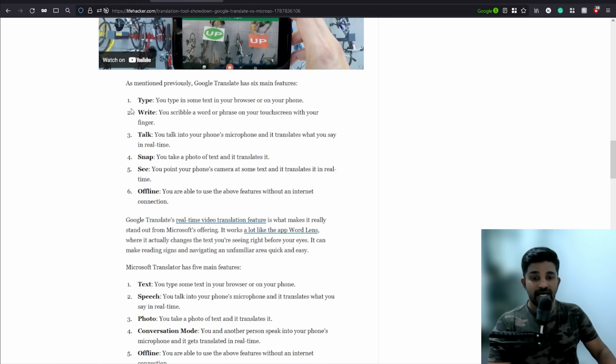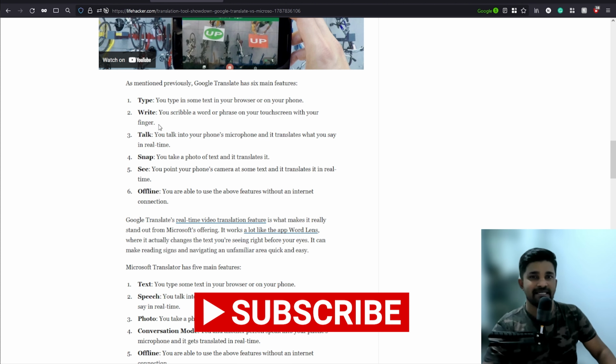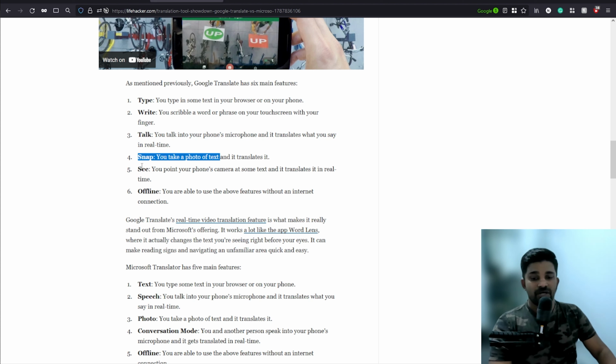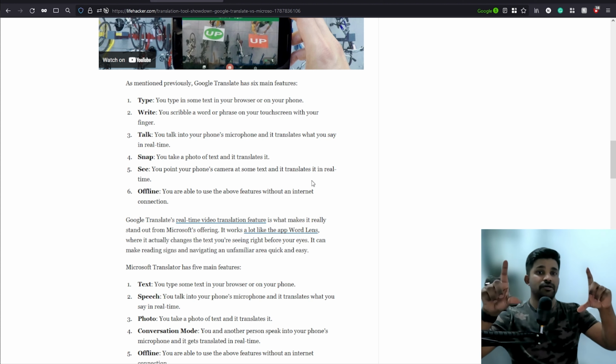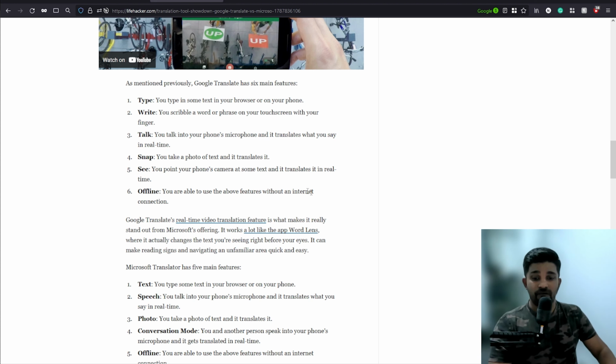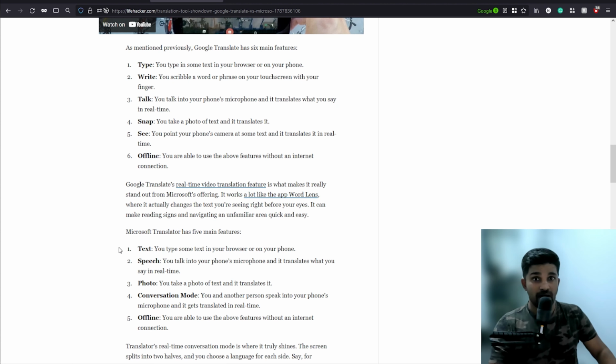So Google offers their translation services in different features. For example, you can type your text in the browser or on the mobile application, or you can actually scribble or handwrite the words on the touch screen, and it recognizes the handwritten text and then translates it for you. You can also talk into your phone's microphone. You can take a picture. You can actually upload your files. You can just point your camera to some text and then it can translate it for you. In some languages, it also offers offline translations. So that's really a good advantage as well.